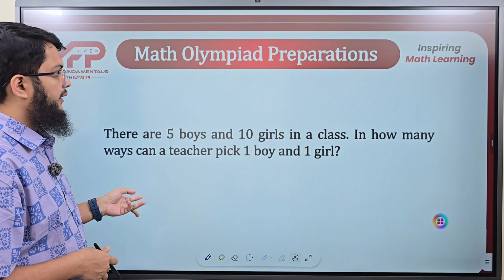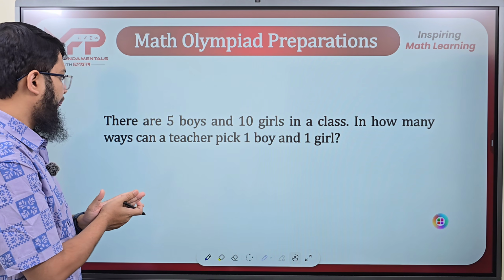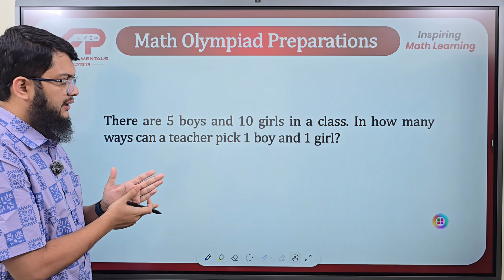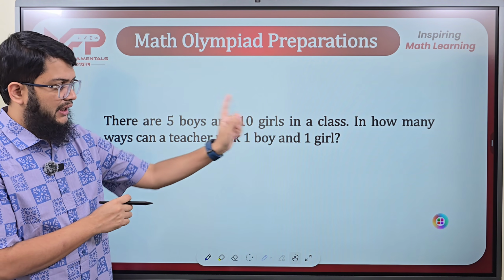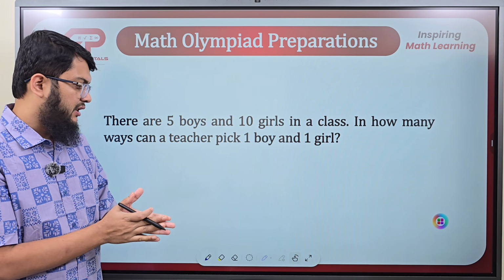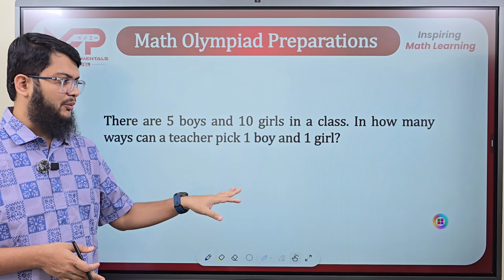Okay, then again, this is a different variation of the same problem we solved earlier. There are 5 boys and 10 girls in a class. This time the teacher wants to pick 1 boy as well as 1 girl. That means more than 1 event are occurring here. Okay, so I hope you will be able to solve this problem also.